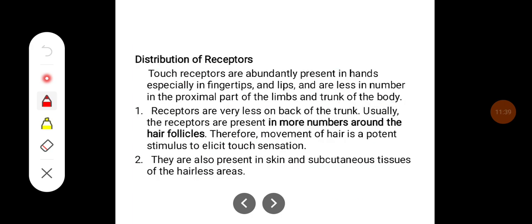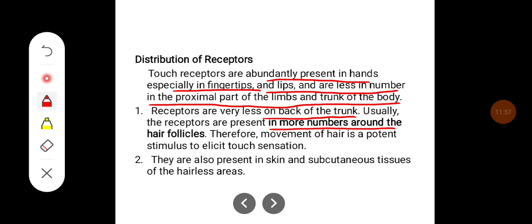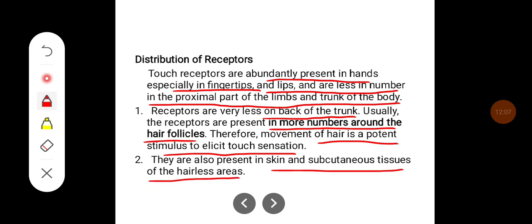These touch receptors are abundantly present in the hands, especially in the fingertips and the lips, and are less in number in the proximal part of the limbs and trunk of the body. The receptors are very few in the back of the trunk. Usually the receptors are present in more number around the hair follicles. Therefore, movement of hair is a potent stimulus to elicit the touch sensation. They are also present in the skin and subcutaneous tissues of the hairless areas.